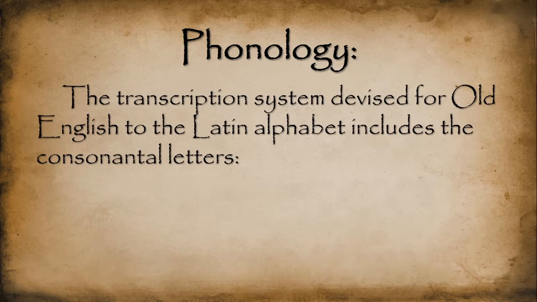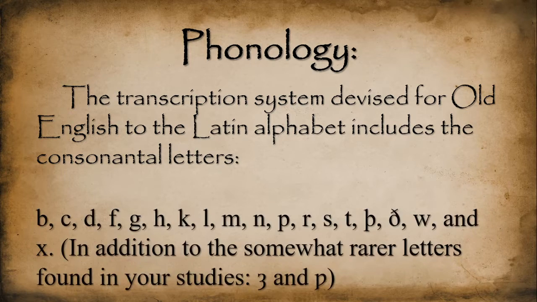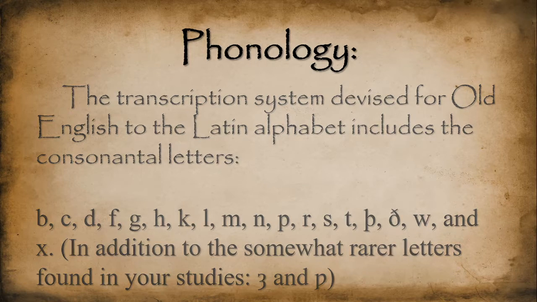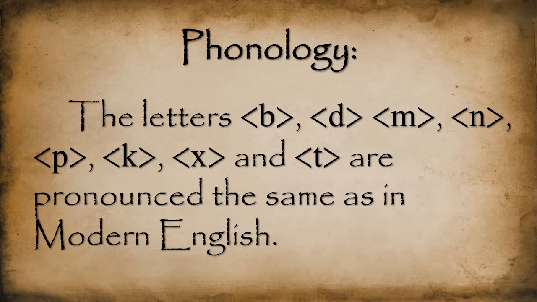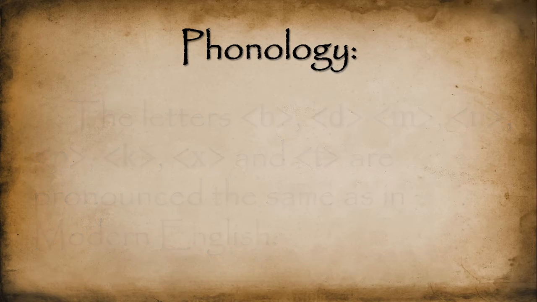The transcription system devised for Old English to the Latin alphabet includes the consonantal letters B, C, D, F, G, H, K, L, M, N, P, R, S, T, Thorn, Eth, W, and X, in addition to the somewhat rarer letters found in your studies, Yog and Win. The letters B, D, M, N, P, K, X, and T are pronounced the same as in modern English.